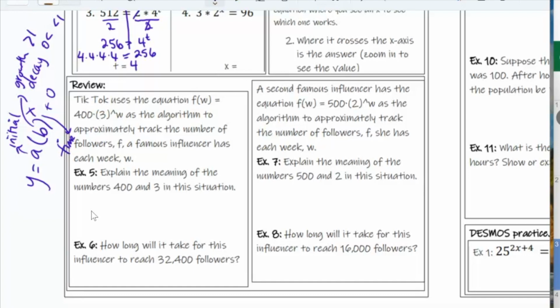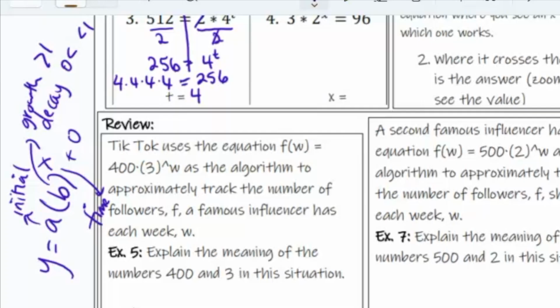All right, so knowing that, I know that a is my initial, so 400 is my initial. 3 is my, is it growing or decaying? It is growing. How do you know? Greater than 1. And then w is my time. So let's explain the meaning of those numbers in this situation.